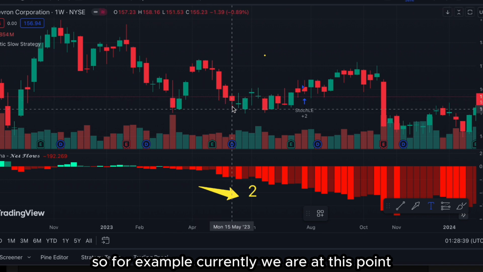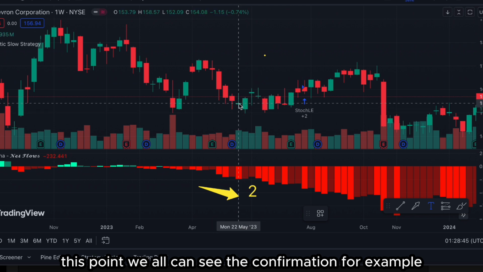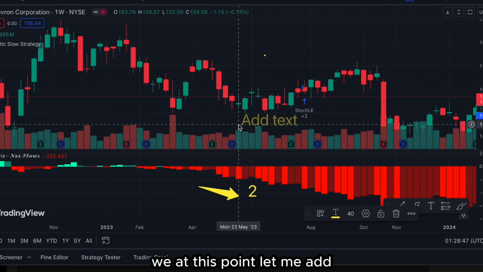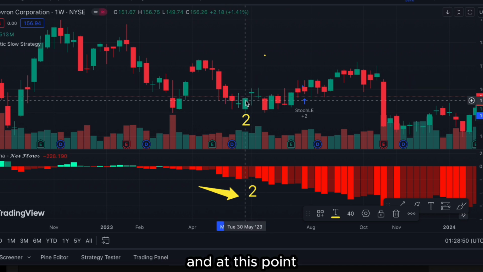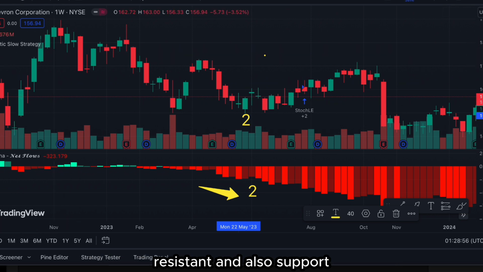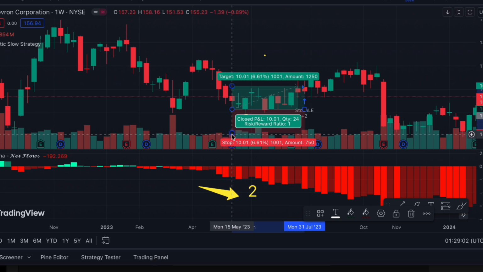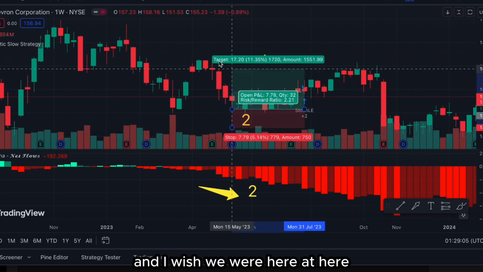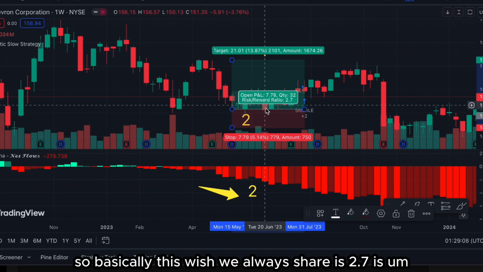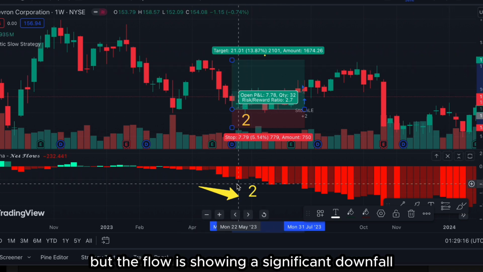So for example, currently we are at this point, and we can see the confirmation. Let me add it. So basically this is point 2, and at this point we can plan our trade based on previous past resistance and also support. So we will take it for the closing, and we can set our cut loss and our risk reward ratio here. This risk reward ratio is 2.7, so the reward is more than the risk, but the flow is showing a significant downfall.